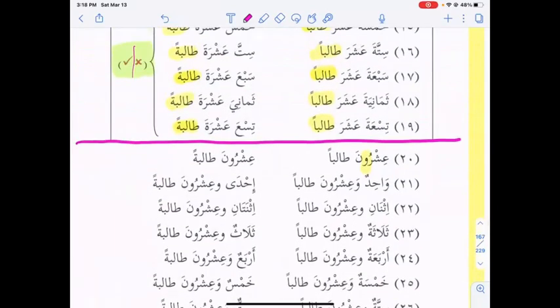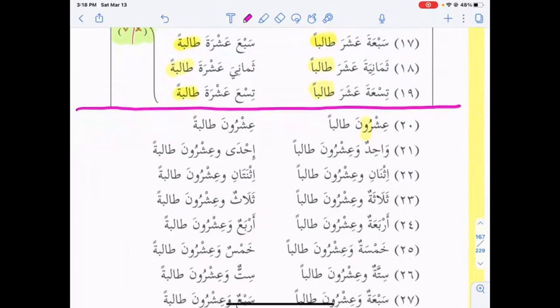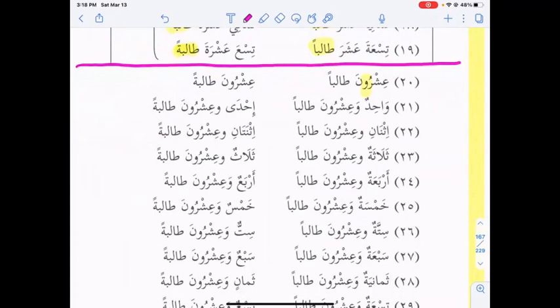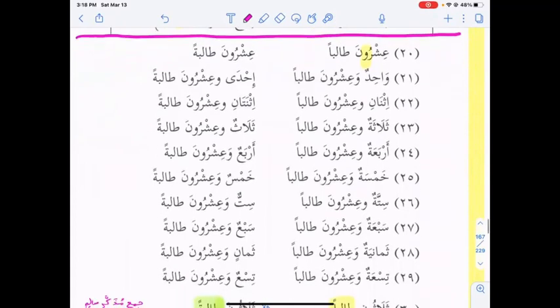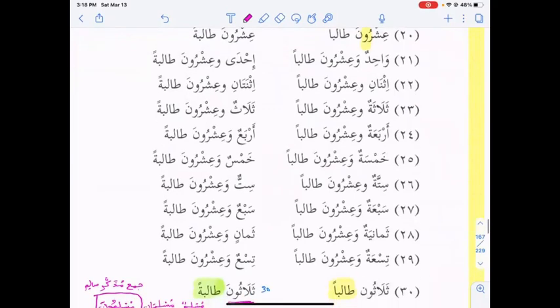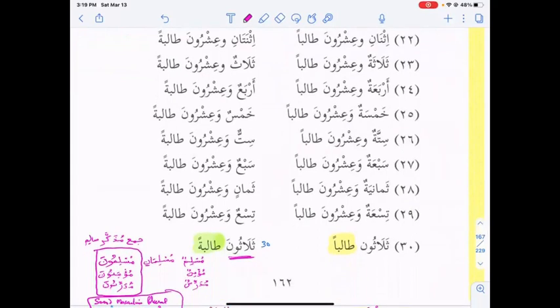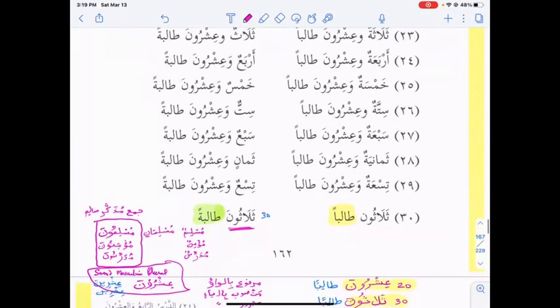So now we have here Wahidun wa Ishruna, Isnani wa Ishruna, Salasatun wa Ishruna, Arbatun wa Ishruna, Khamsatun wa Ishruna, Sittatun wa Ishruna, Sabatun wa Ishruna, Samaniyatun wa Ishruna, Tisatun wa Ishruna, Salasuna, Marfu bil Waw, Salasina, Mansub bil Ya, Salasina, Majrur bil Ya. Did you get the idea?